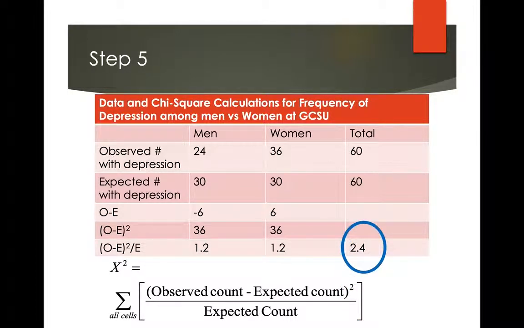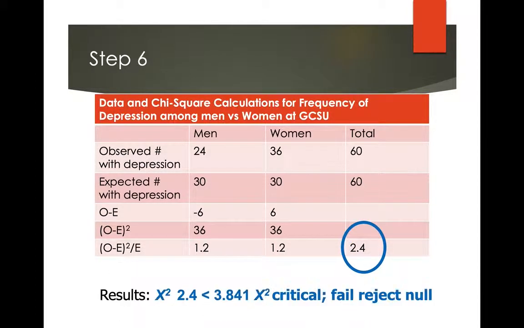So again, our chi-square statistic is 2.4, and we know that 2.4 is less than 3.841, and therefore we cannot reject the null. So the result is that we fail to reject the null: there is no difference in the frequency of depression between men and women.